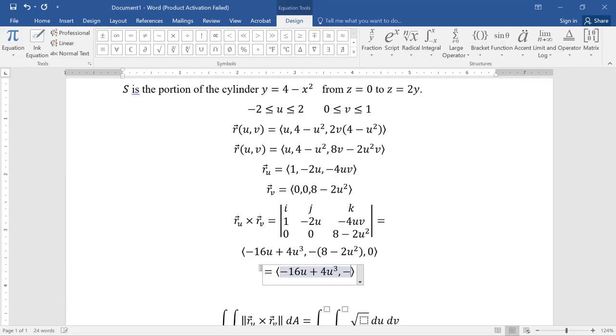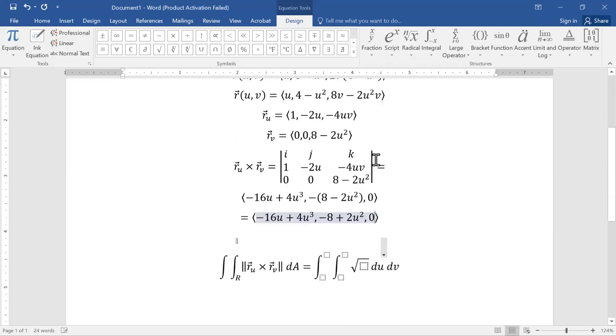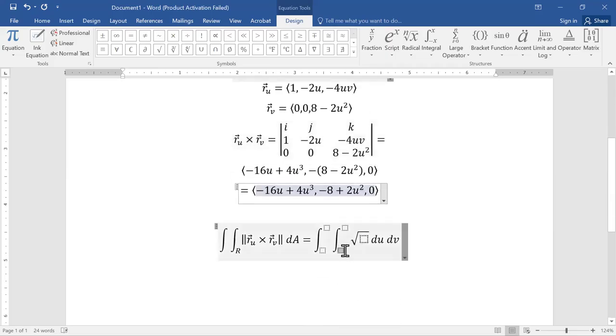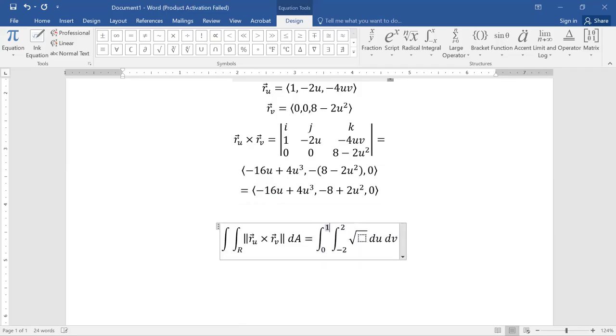Then I get negative 8 plus 2u squared. That's as simple as I can make that. And then I get a 0. Now, again, the bounds: u went from negative 2 to 2, v went from 0 to 1. So when we are integrating this, if I integrate with respect to u first and v second, then I'll integrate it this way.